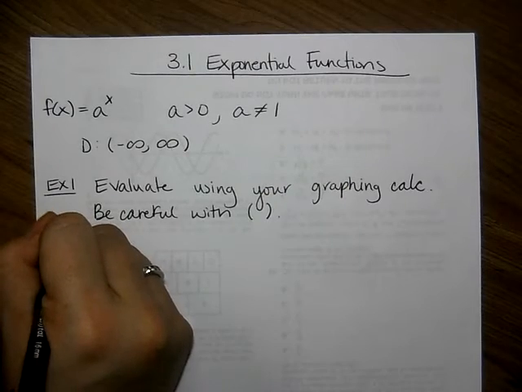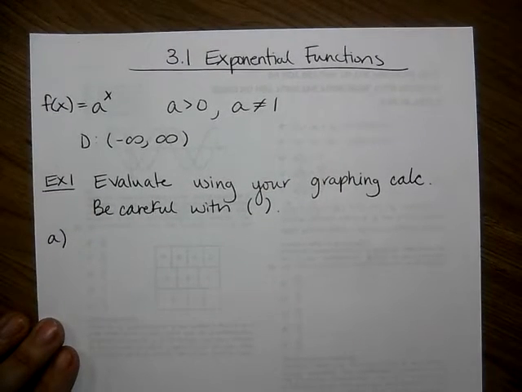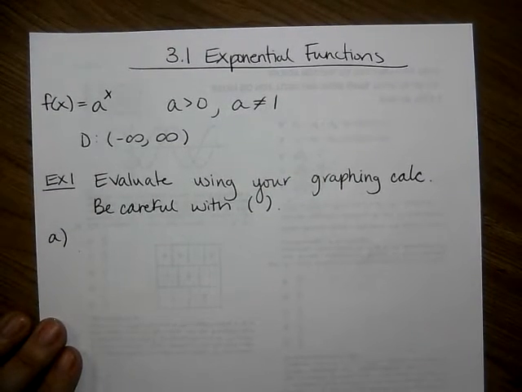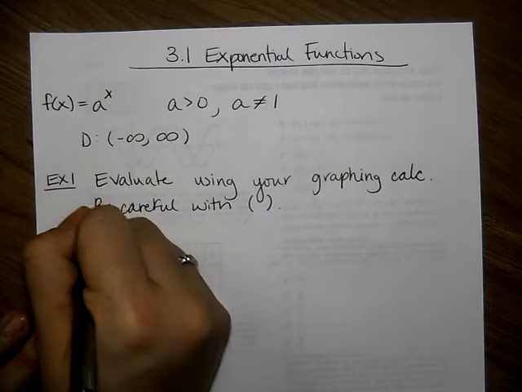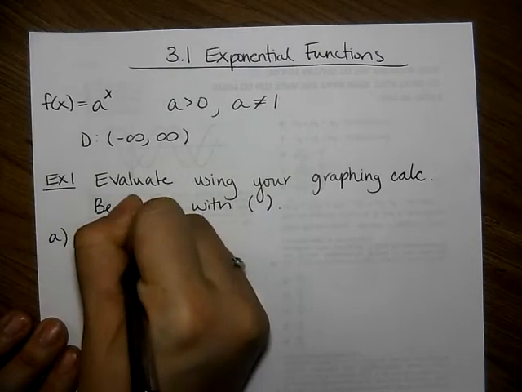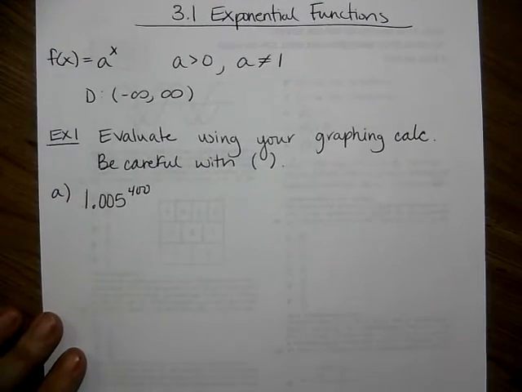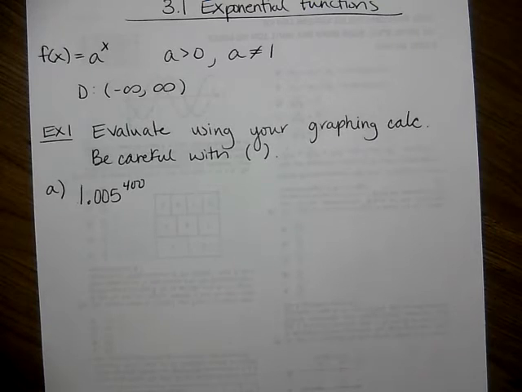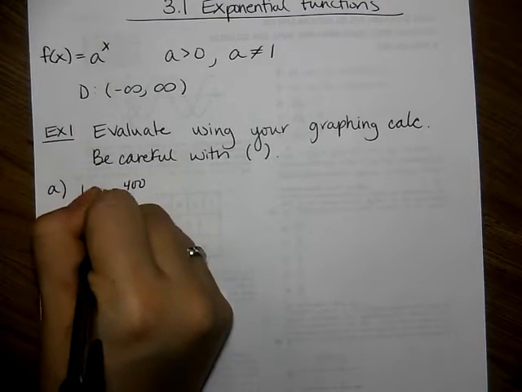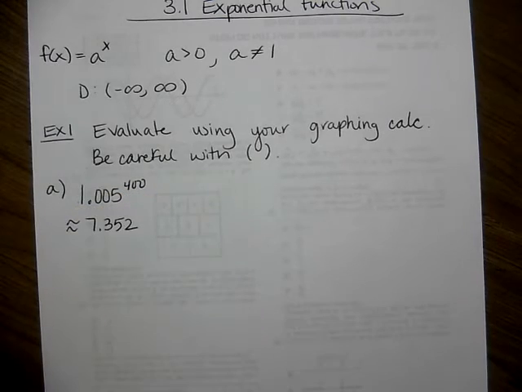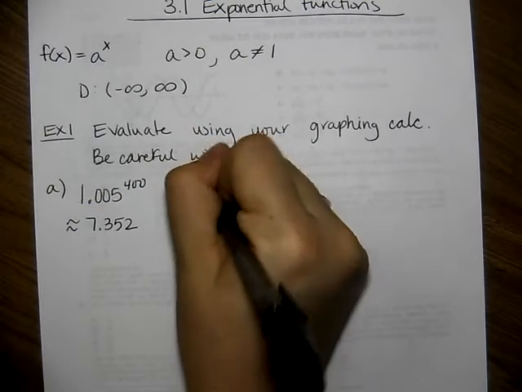All right, so I'm going to give you some problems, and you're just going to put them in the calculator and make sure that you can evaluate it correctly. Okay, so let's say I have 1.005 to the 400 power. I would like you to calculate it. Try to put it in the calculator, and you should get 7.352. Everybody able to get that? Okay. We're going to try a couple more.